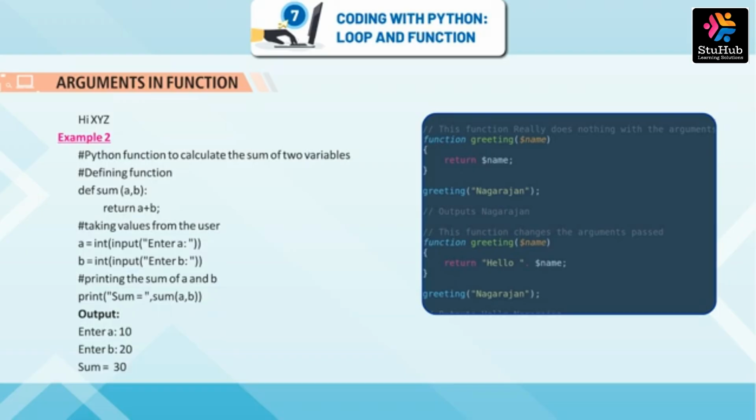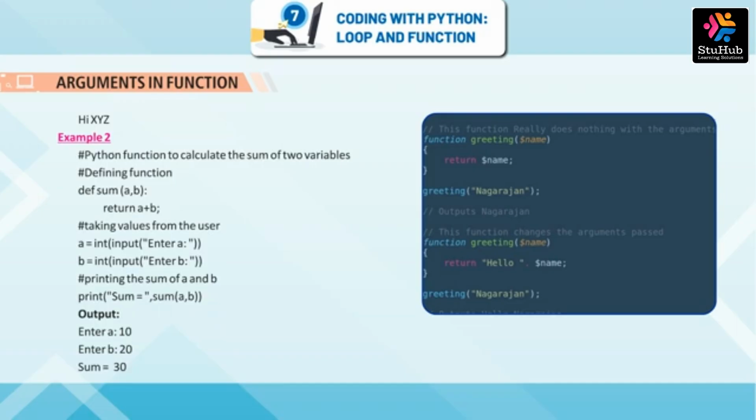Example 2. # Python function to calculate the sum of two variables. # Defining function: def sum(a, b): return a + b. # Taking values from the user: a = int(input("Enter a")), b = int(input("Enter b")).